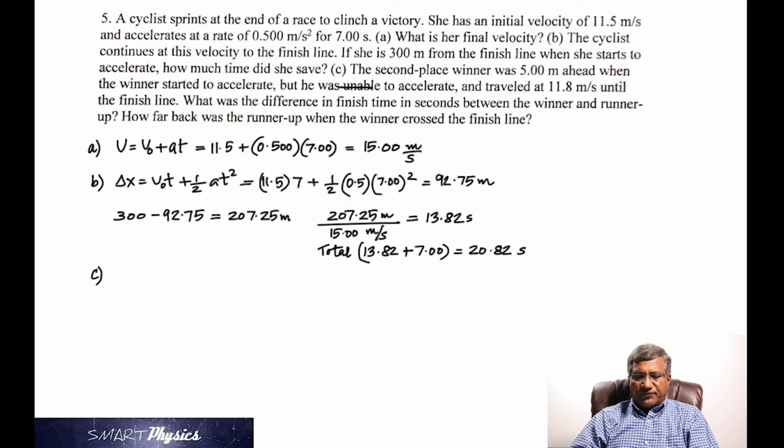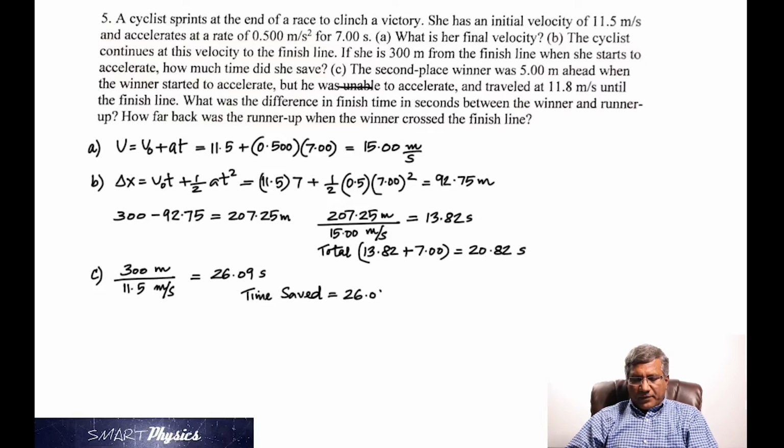So what was the difference in finish time in seconds between the winner and the second place, the runner-up? Okay, so to find that, we have this distance given as 300 meter. 300 divided by 11.5 gives 26.09 seconds. So the time saved was 26.09 minus 20.82 seconds. How do we get that? So the second place finisher took 26.09 seconds. The winner only took 20.82 seconds. So the difference is 5.27 seconds.